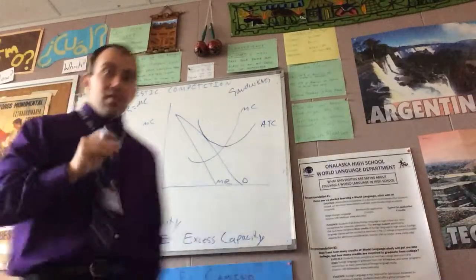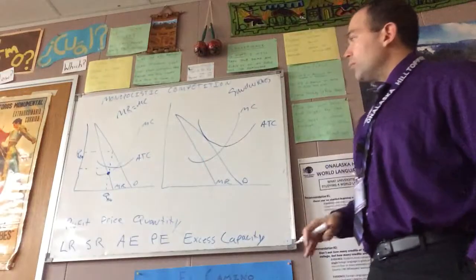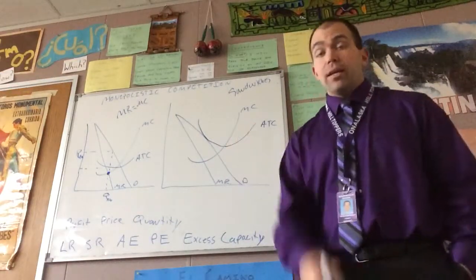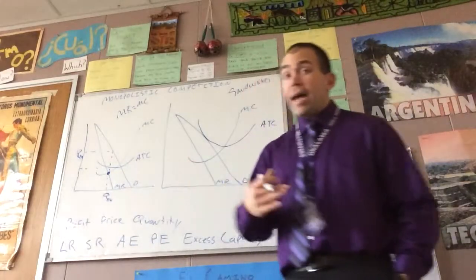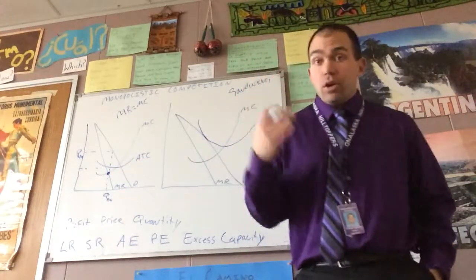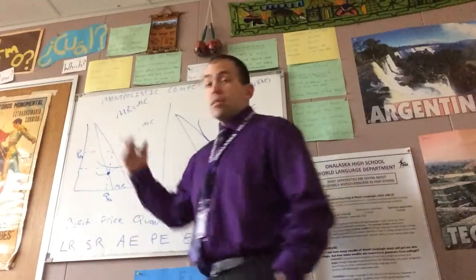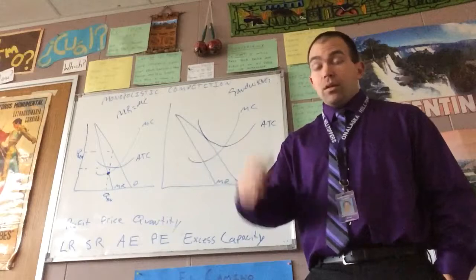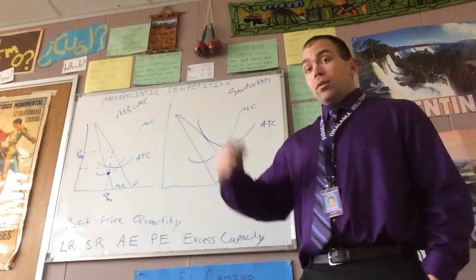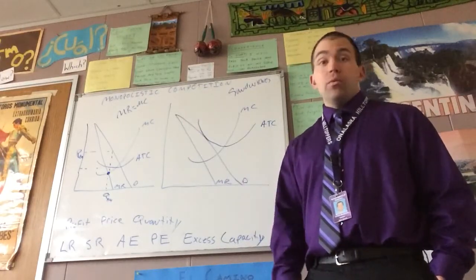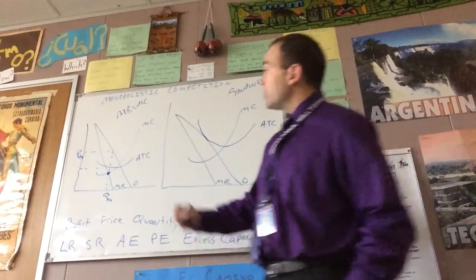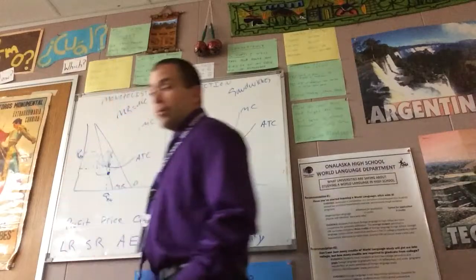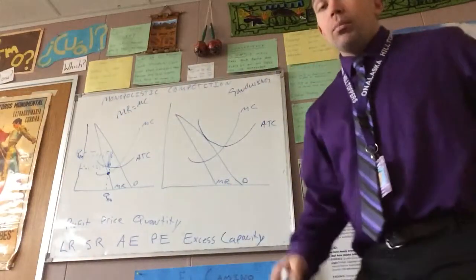Your profit is then found by moving over to the ATC, because that tells you the average total cost of that unit. If it costs you on average $3 to make 10 units, your costs are $30, but if the price is $5, then you have $2 profit per unit. So 2 times 10 is 20, or 50 minus 30 is 20. So you have a profit. This area right here is our profit.